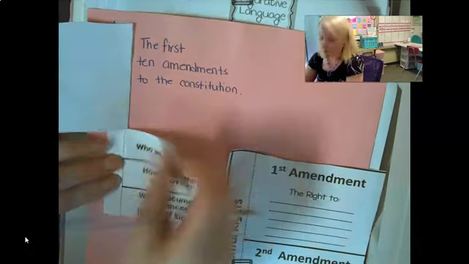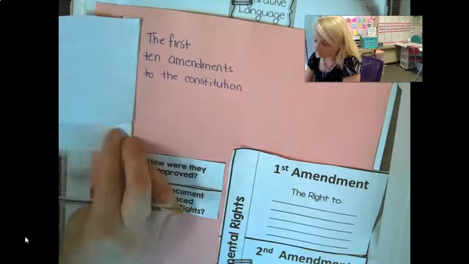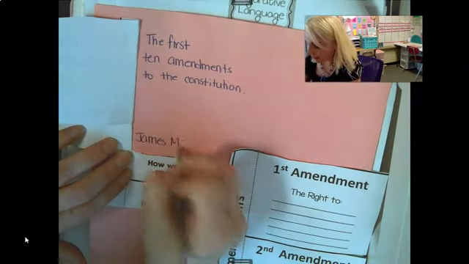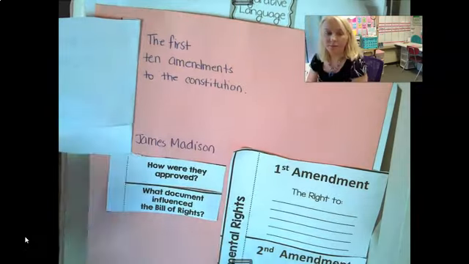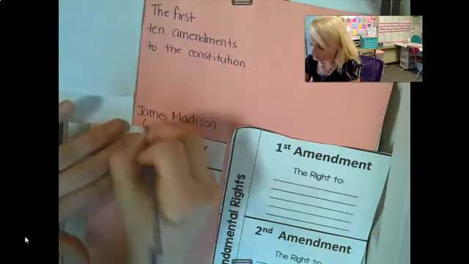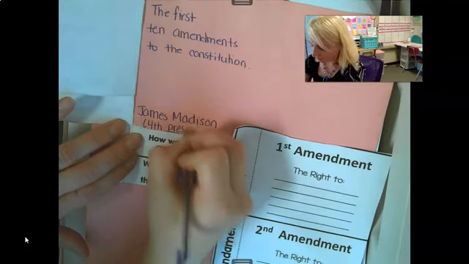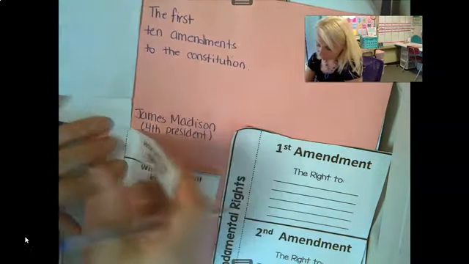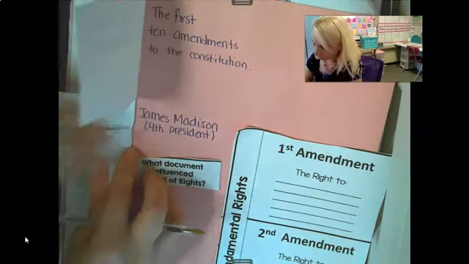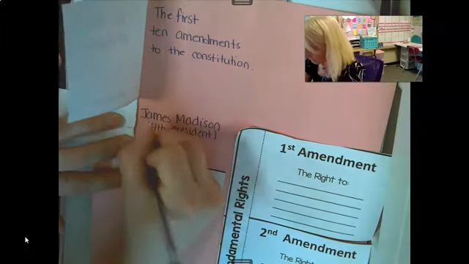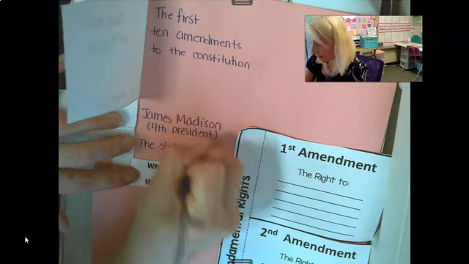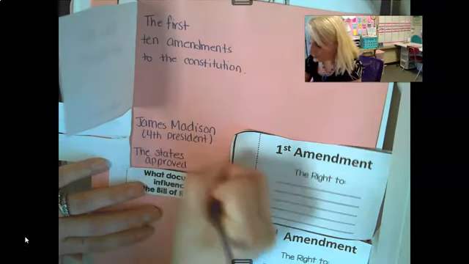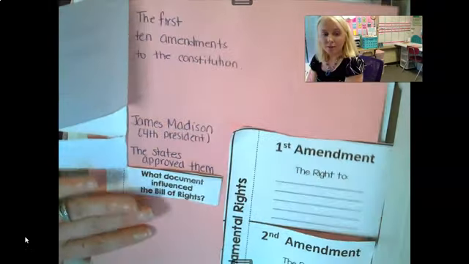Who wrote them? One of our founders wrote them, and that was James Madison, and he ended up being our 4th president. Let's put that on there. How were they approved? The states, those 13 colonies that were now states, approved them. They had to agree and approve them.